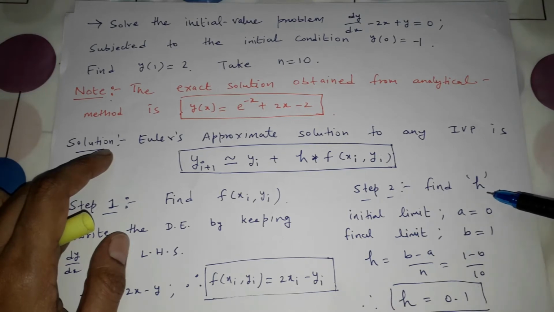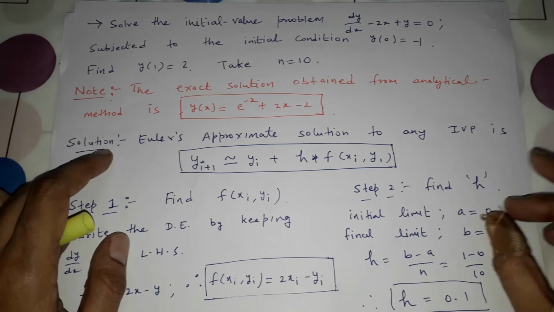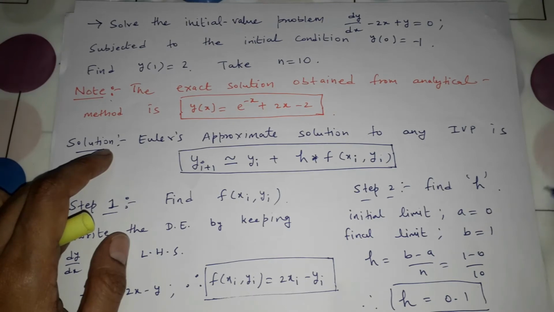Step 2, finding h, the width of each interval. h is given by the formula b minus a over n, where b is the final limit of x, a is the initial limit of x, and n is the number of intervals.